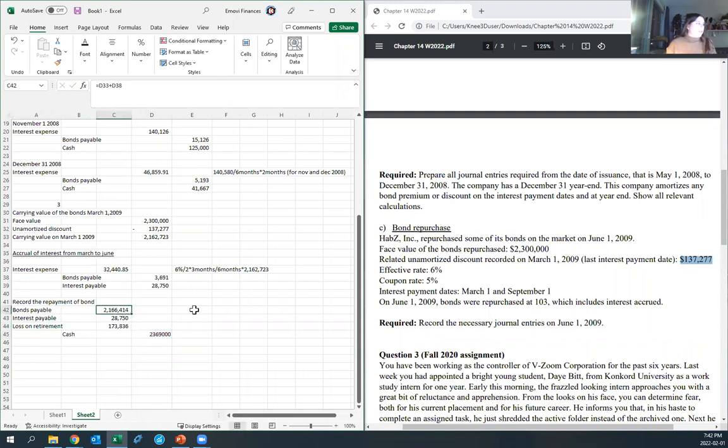So here, how did I find it? I did 162.73 plus the 3,691. Here it's the amount from here. Here it's a plug. And here is 1.03 times 2.3 million.